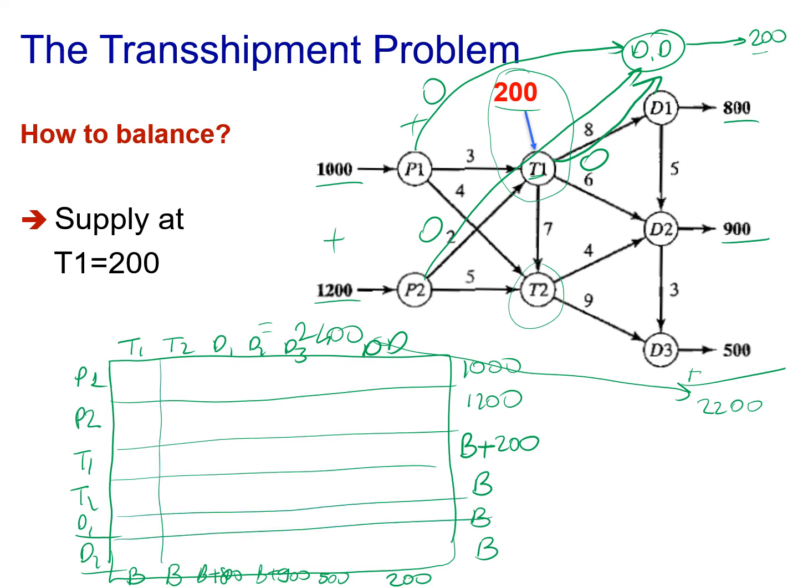And the costs, how do we write the costs? P1 to T1, the cost is 3. So we write 3 here. P1 to T2, the cost is 4. What about P1 to D1? There is no direct connection to D1, so it will be M. What about D2? It's also M. D3, it's also M. What about the dummy demand point? It is 0. Similarly, we fill in all the costs associated with these ones.